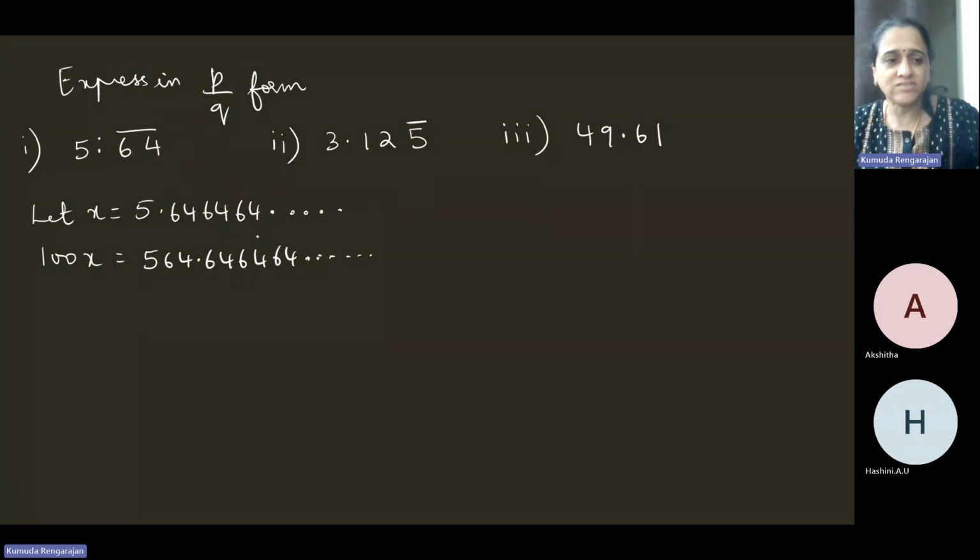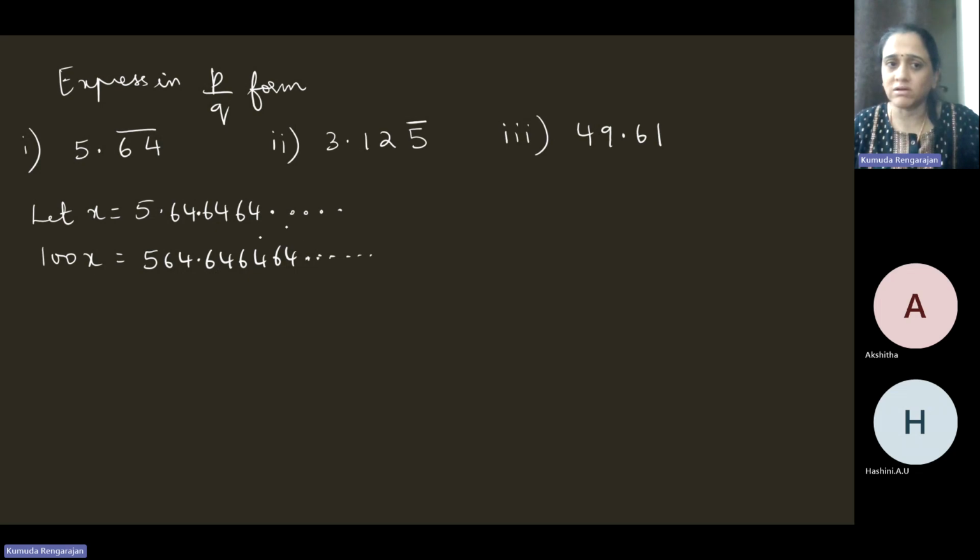First write x is equal to 5.646464 going on like that. That's the first step. The second step is to multiply x by 10, 100, or 1000 accordingly. Here, because the bar is on top of 2 digits, you should find 100x. If the bar is on top of 3 digits, 1000x. If the bar is on top of 1 digit, 10x. So here 100x: when you multiply by 100, the decimal point shifts two places, so 564.6464 goes on like that.